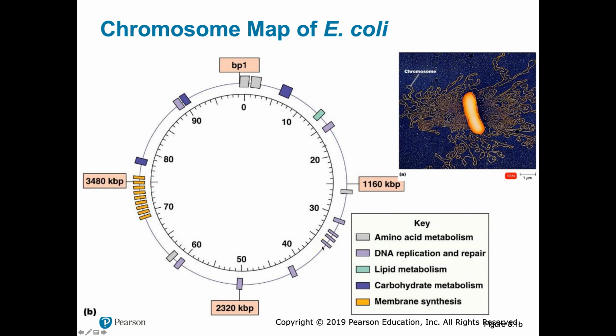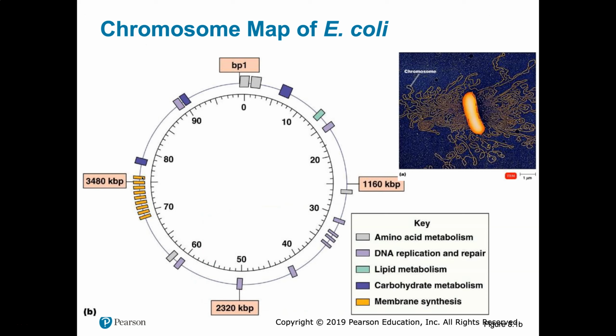Remember, bacterial cells group genes together in operons, where they get transcribed and translated together. So all of these are going to get transcribed and translated together.